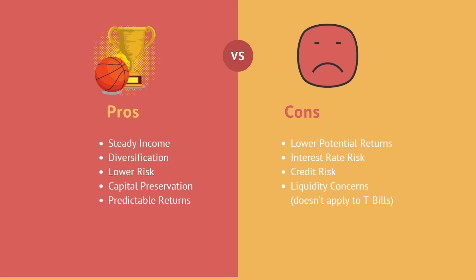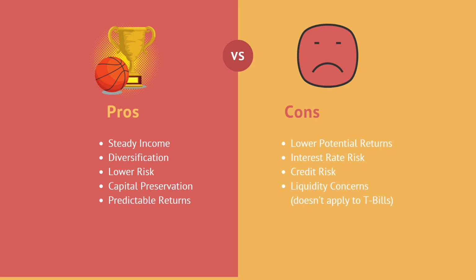For capital preservation, in most cases, bondholders receive their principal back when the bonds mature, helping to protect their initial investments. Of course, credit quality. Government bonds are considered very safe due to government backing, and highly rated corporate bonds also offer relatively low default risk. Some of the cons include lower potential returns.